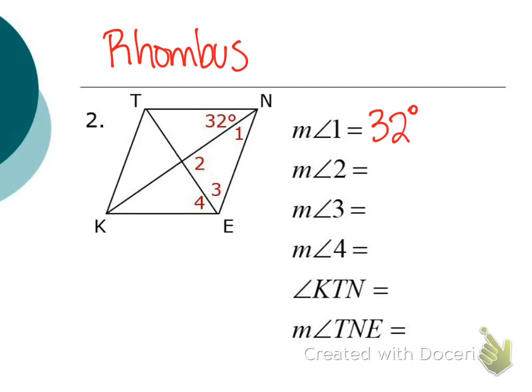What about angle 2? Ken? 90. Why? Because it's a right angle. What special word did we use about the diagonals of a rhombus? Perpendicular was the special word we were looking for there. Perpendicular means that it forms those right angles.